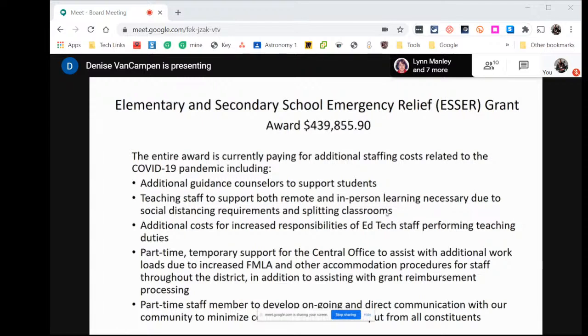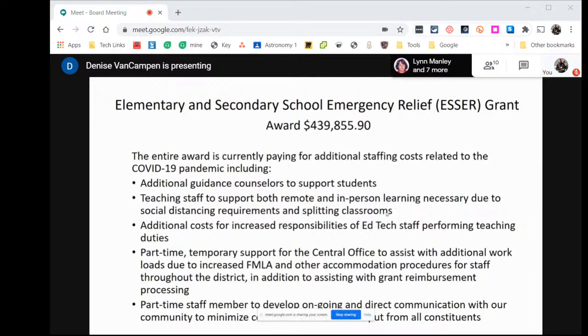We are going to look for some part-time temporary support for the central office. The workload that this has placed on the staff in the central office is amazing. HR alone not only has to deal with all of the new rules about FMLA and leaves and absences and accommodations and the staff coming and going, but in addition to that, the sheer volume of the invoices, the purchasing, all of that. We're completely overwhelmed with the volume. So we're going to get some part-time temporary help there.